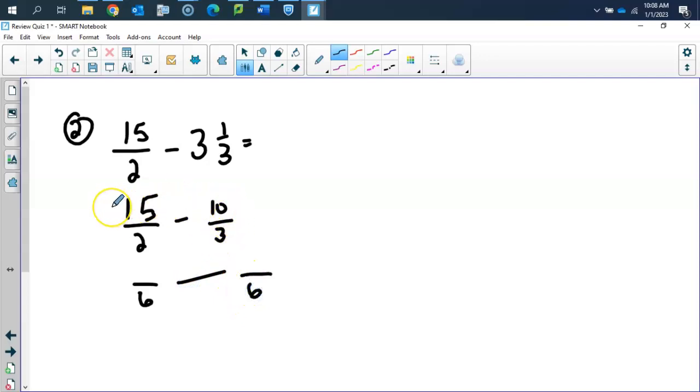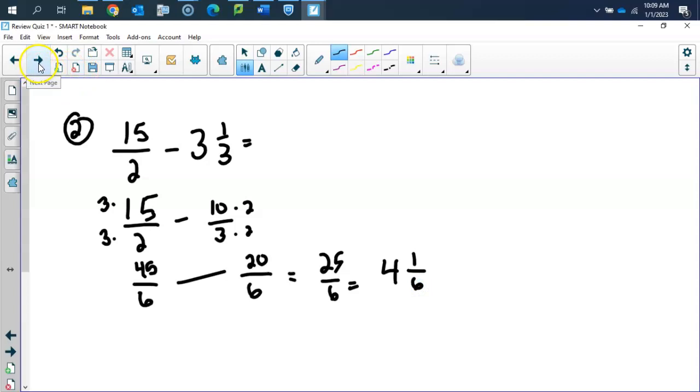So what do I need to multiply this first fraction by? I need to multiply it by 3. So I'll have 45 sixths. I need to multiply this one by 2 to turn the 3 into a 6. And I'll have 20 sixths. When I subtract, I have 25 sixths, which, changing this to a mixed number, 6 goes into 25 4 times. That's 24, so remainder 1/6. So you should have typed in 4 1/6.